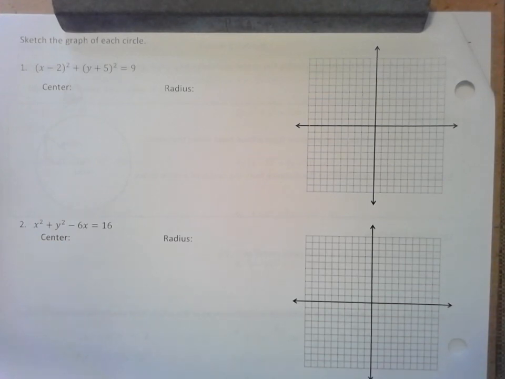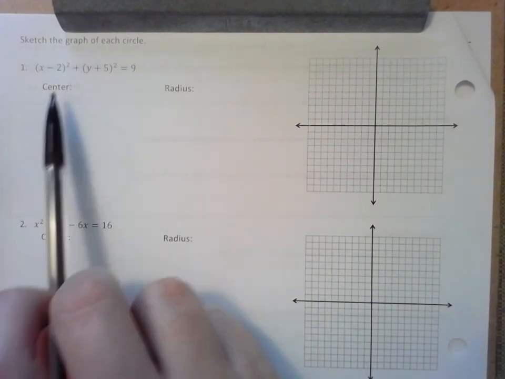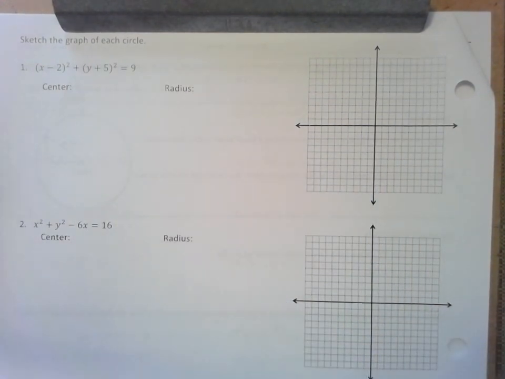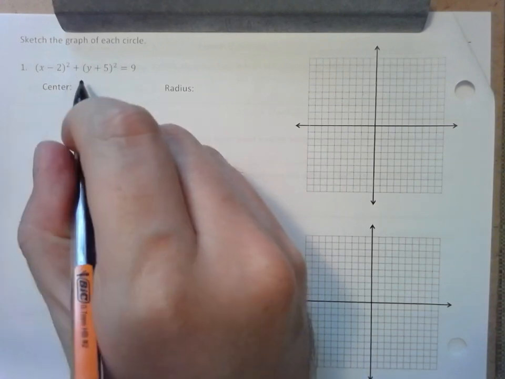In this video, we are going to sketch the graphs of some circles and also write equations in standard form of circles. Getting started, we're going to analyze the standard form equation for number 1. We want to identify the center and the radius, and then let's see how we can create a graph from this information. First, let's determine the coordinates of the center.